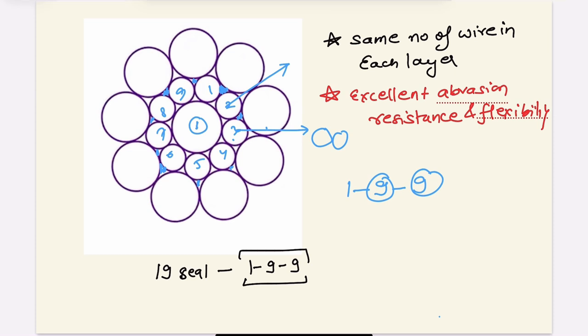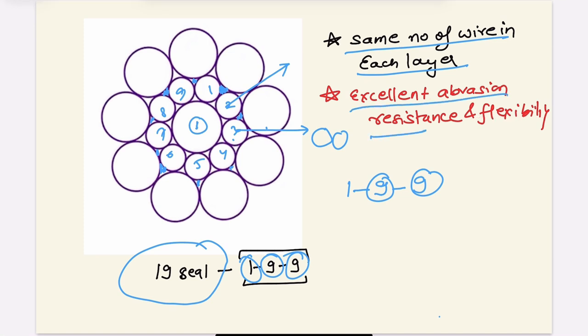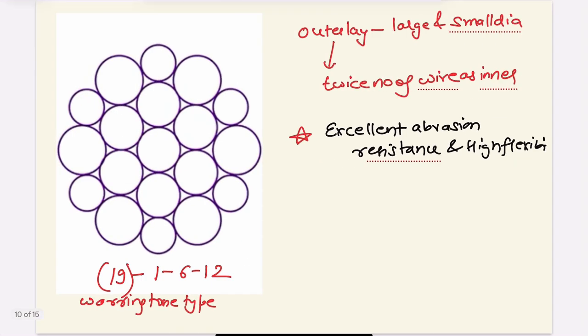There are a total of 19 wires. It is called a 19 Seale type wire rope, and it is written 1-9-9. 1 is the center, 9 is the inner layer, and this is the outer layer. The characteristic is the same number of wires in each layer, and the inner layer has a smaller diameter. The outer layer sits in the valley of the inner layer. It has excellent abrasion resistance and flexibility. So where abrasion resistance and flexibility are required, we go for the Seale type construction. Now the second type is basically the Warrington type.